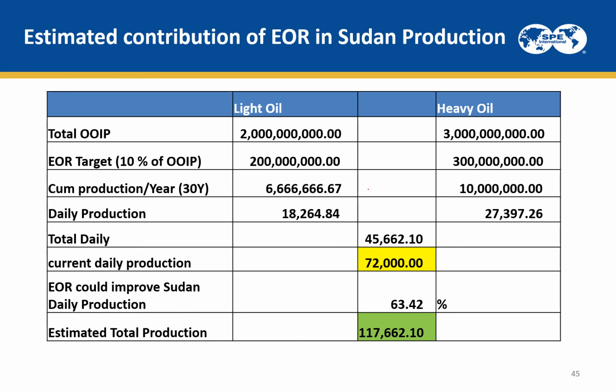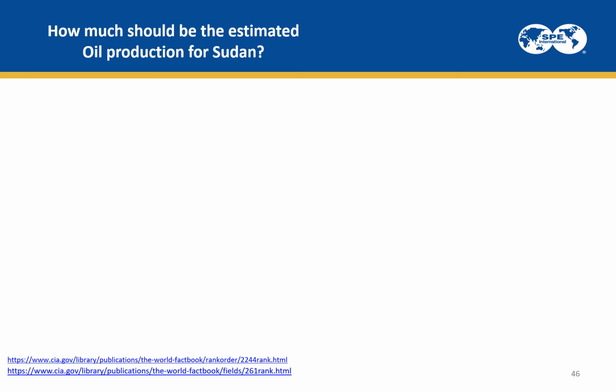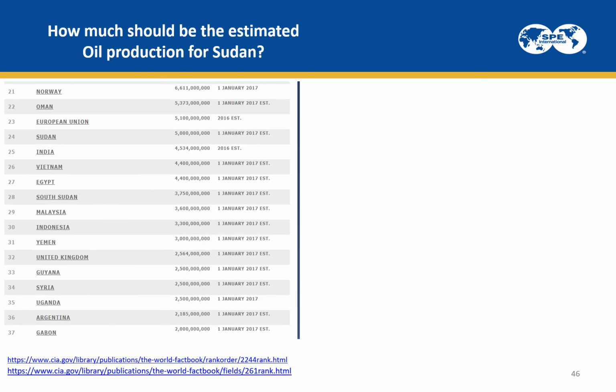That means the contribution of EOR could improve Sudanese oil recovery up to 63%, and the total will jump from 72 to 176 if you only consider EOR. If you consider the other methods, Sudan oil production can be much higher. And this slide is just an estimation of how much the oil production from Sudan should be.